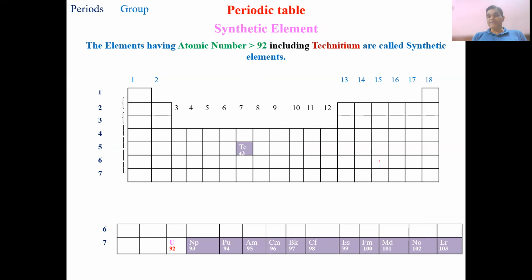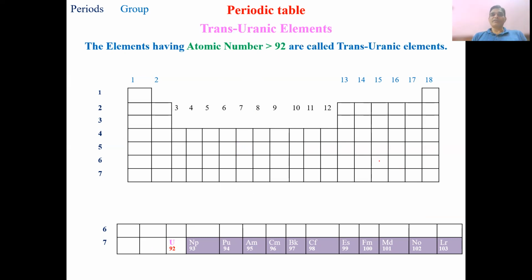Next, we have some simple definitions. First one is the synthetic elements. All the elements having atomic number greater than 92, including technetium, are called the synthetic elements. What are the transuranic elements? All the elements having atomic number greater than 92, that is the atomic number of uranium, are called the transuranic elements.